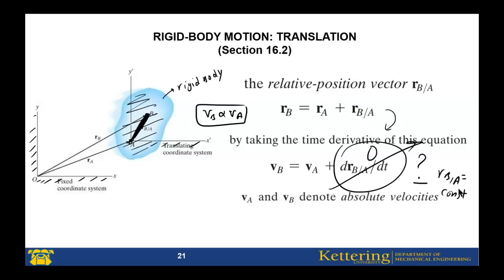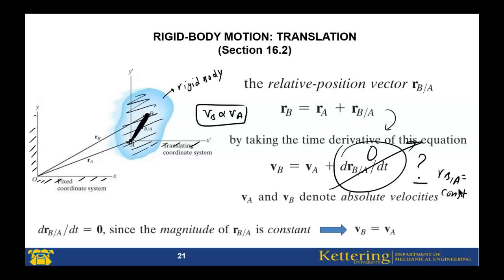Then, as I mentioned, because this RB with respect to A is constant, the velocity of the A equals the velocity of the B. It means that for a rigid body, when it has a translational motion, the velocity of any points inside of the rigid body will be equal. Also, their acceleration will be equal.